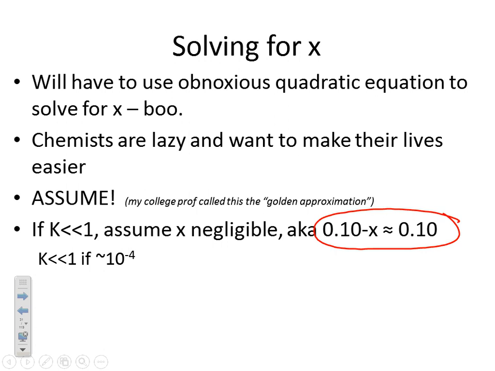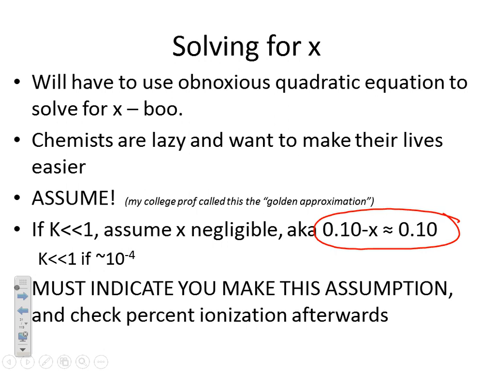That is the idea, that X is so small in comparison to that initial concentration. You subtract it away, you will not notice the difference. Now, this makes our math way easier, and it also allows us to do this problem on multiple choice questions where we do not have a calculator and cannot use one to solve the quadratic equation. But it comes with a couple stipulations.